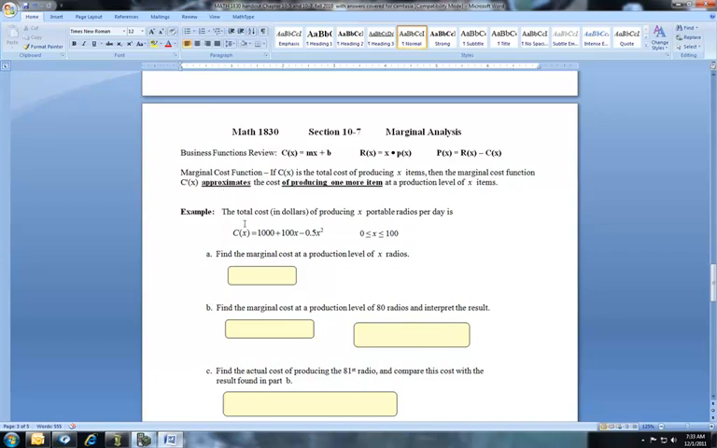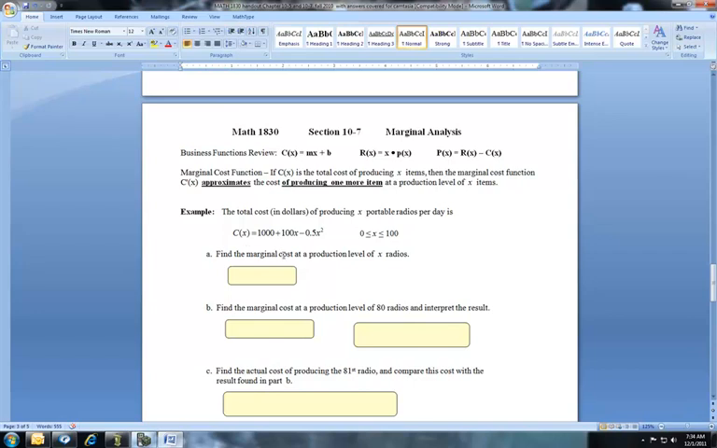So in this example, it says the total cost in dollars of producing x portable radios per day is given by this function. Now, we can only use this function as long as my x values are between 0 and 100. Normally we do not use this, but they're just telling you how long this particular function applies to this problem. It says find the marginal cost at a production level of x radios. You see the word marginal? That means go get the derivative.